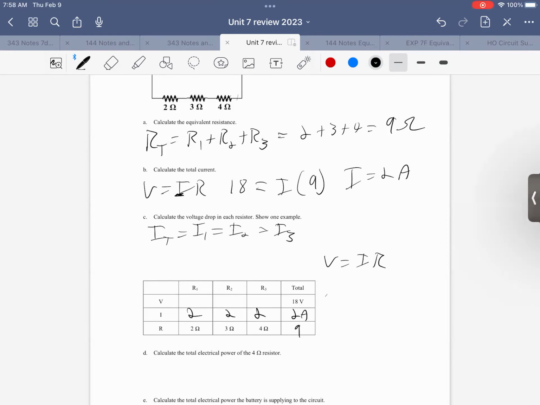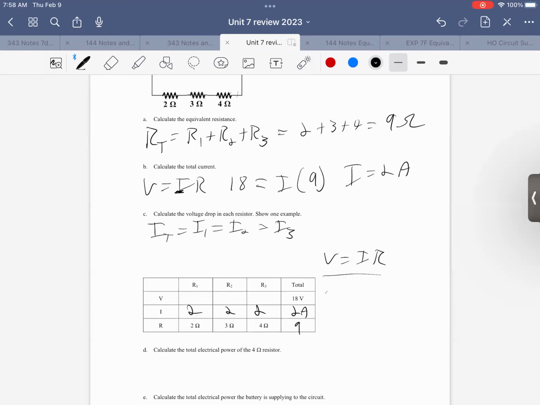And then I can find the voltage drop for each of those by doing V equals IR. 4 times 2 is 8 volts. 3 times 2 is 6 volts. And 2 times 2 is 4 volts. Final check: 4 plus 6 is 10, plus 8 is 18. So I know I've done that right.